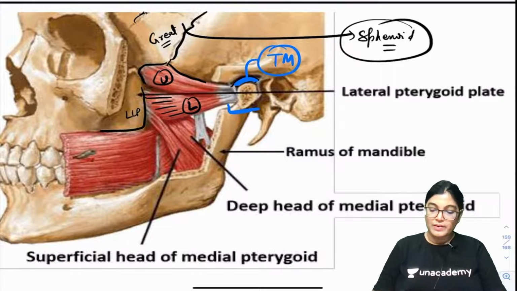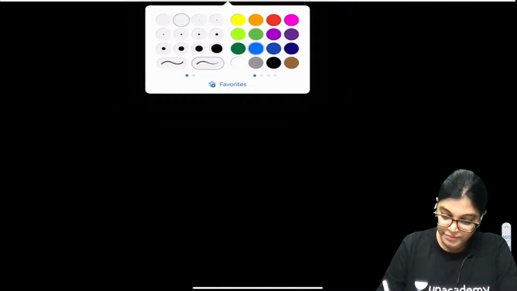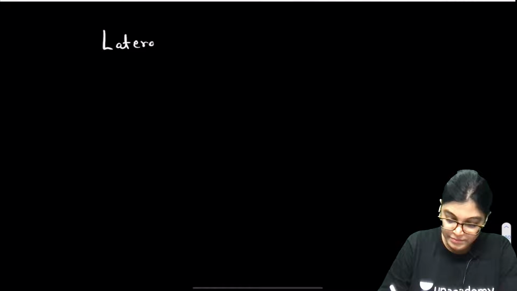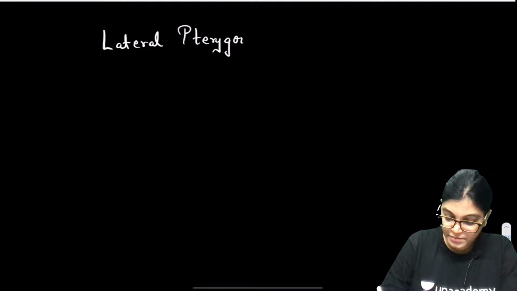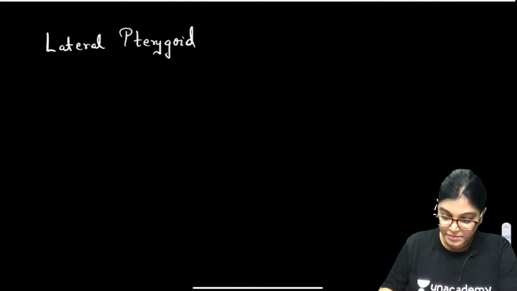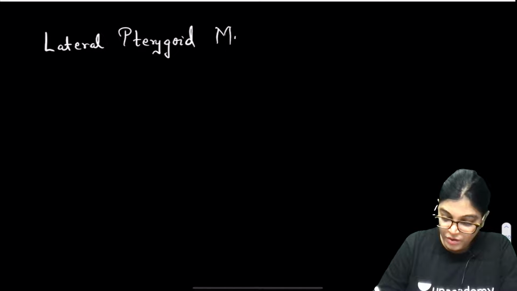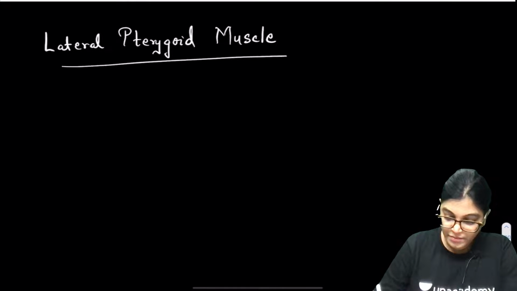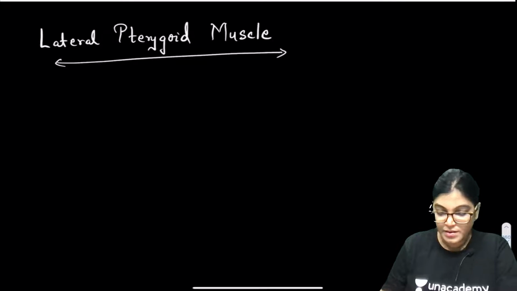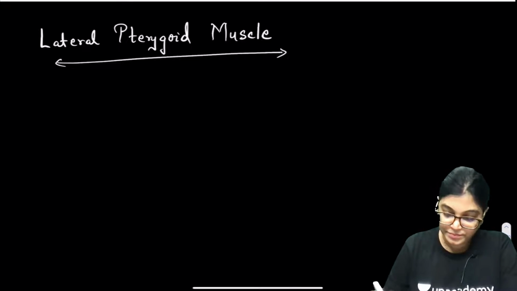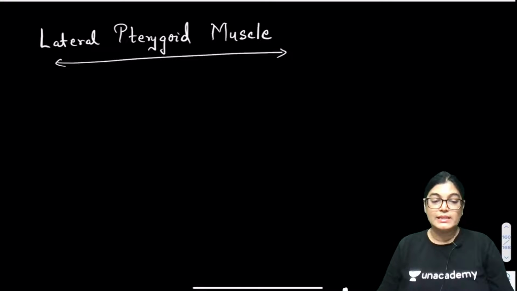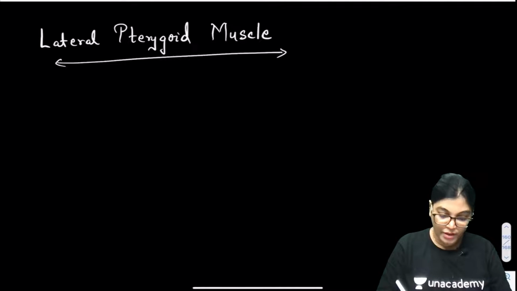So all of you have understood. Let me write this point. All of you write the heading lateral pterygoid muscle. Lateral pterygoid muscle has two heads of origin.